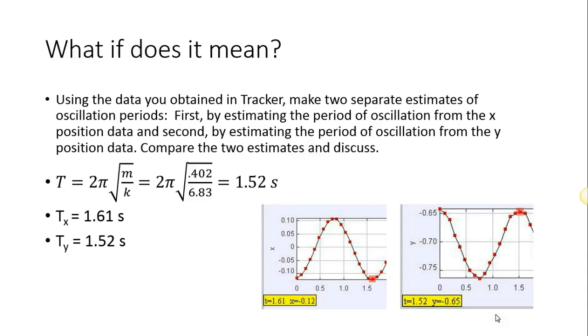For the second what does it mean question, I have to use the data obtained in Tracker to make two separate estimates of the oscillation periods, one in the x direction, one in the y direction. Since the oscillation is in two directions, the equation T equals 2 pi square root of m over k does not work in both directions, only in the y direction. To find it in the x direction, I imported the graph from Tracker, found the point where it returned to its initial value, clicked on it, and found the time at that point, which came out to 1.61 seconds. I did the same in the y direction, which came out to 1.52 seconds. Thanks for watching.